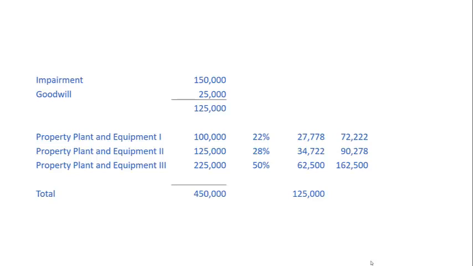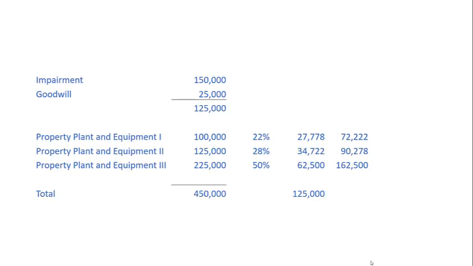Now, this is subject to a constraint. The constraint is that you can't reduce an asset value below the fair value of the individual asset. Let's imagine that property, plant, equipment asset number 3 is land, and the land has a fair value of more than $225,000. In that case, you're not going to be able to allocate any of the impairment to that individual asset, so the asset will still be carried forward at $225,000. And the $62,500 that was allocated to the land, PPE 3, would have to be allocated instead to assets 1 and 2. Once again, it would be allocated on the basis of their relative book values.